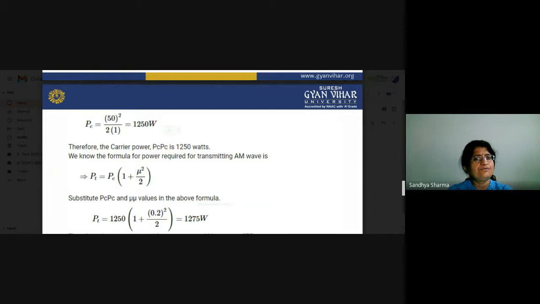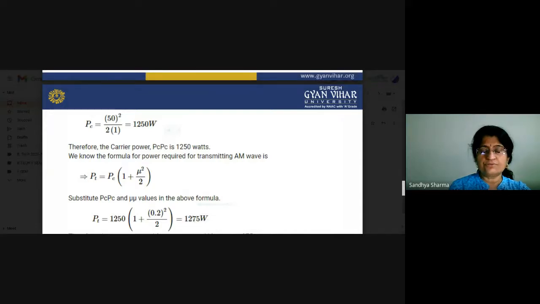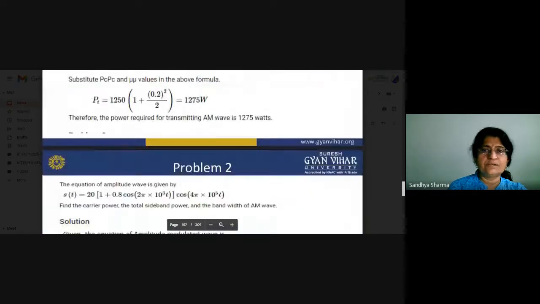We know the formula: if you know the carrier power and the modulation index, then what is the total transmitted power? The total transmitted power Pt is equal to Pc (1 + μ²/2), where μ is the modulation index. We have already calculated the modulation index, which is 0.2, and the carrier power is 1250 watts. By putting these two values in the formula, we can calculate the total power.